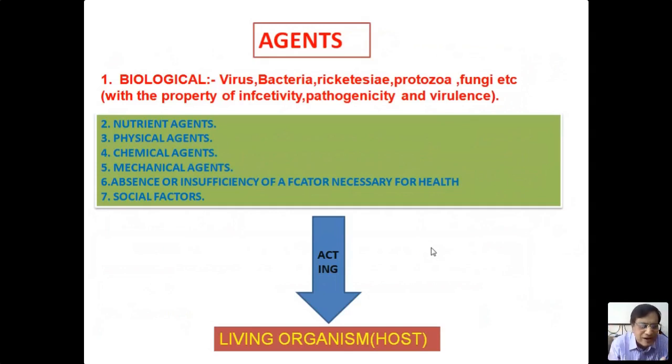Just from the first paragraph, these nutrient agents, physical agents, chemical agents, mechanical agents, and insufficient factors necessary for social factors. From morning to night we are taking artificially prepared food and drink. We take milk in the morning after getting out of bed. Milk is naturally prepared, collected from the cow? No, that milk is artificially prepared, by the Amul factory. The Amul factory is away from Calcutta, it is in Gujarat, in some part of the country.